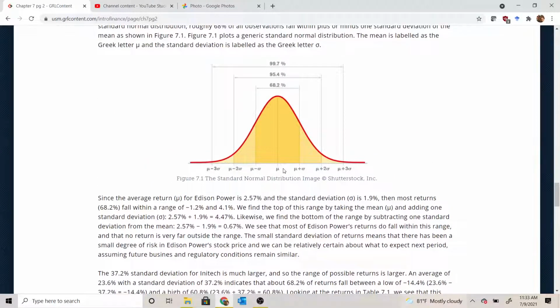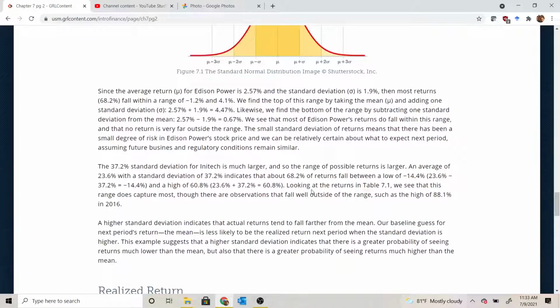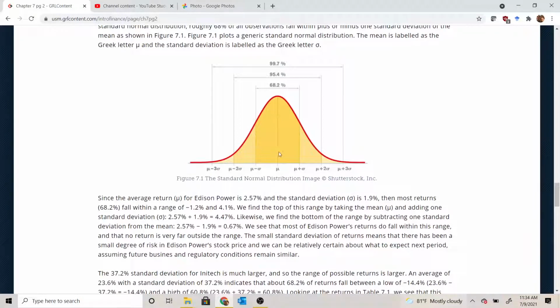That window would capture about 68% of all returns within that sample. So we could say with about 68% confidence that next period's return we expect to be somewhere between minus 14.4% and plus 60.8%. So that's a pretty big window. That's a lot of risk.